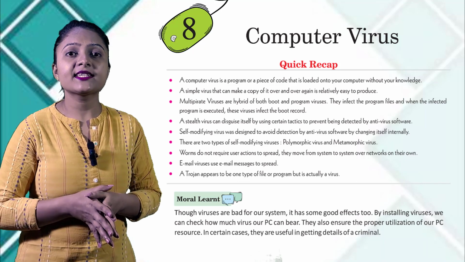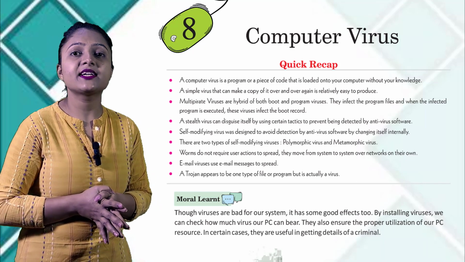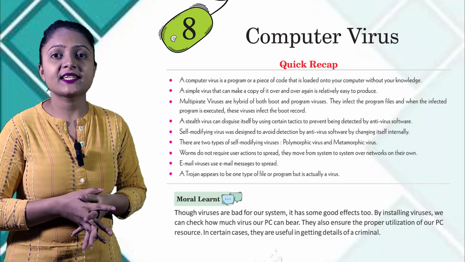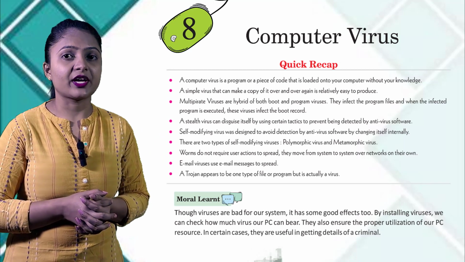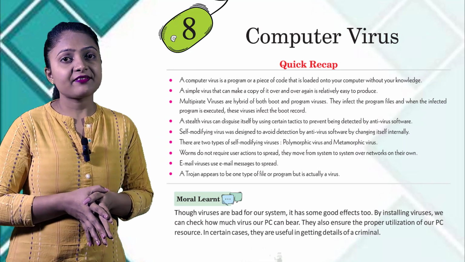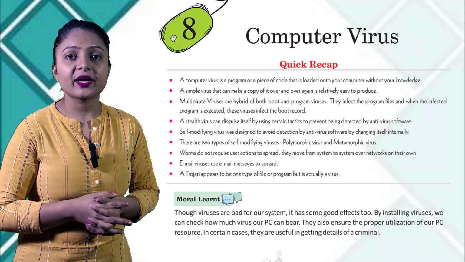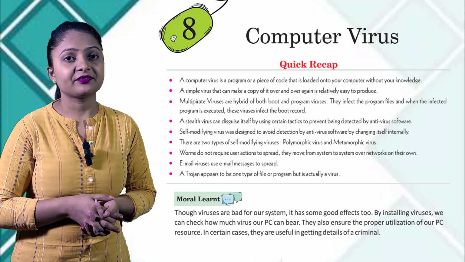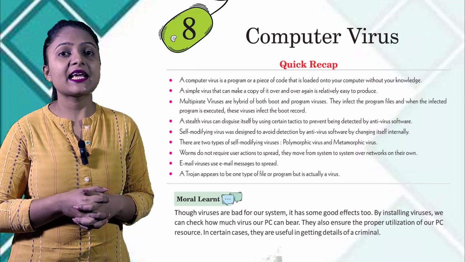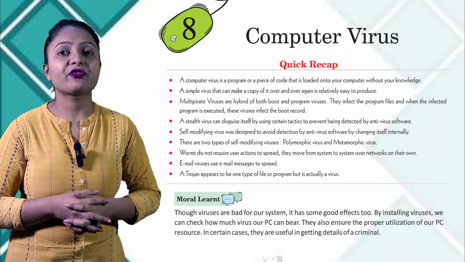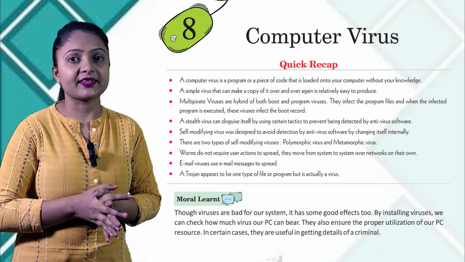A stealth virus can disguise itself by using certain tactics to prevent being detected by antivirus software. A self-modifying virus was designed to avoid detection by antivirus software by changing itself internally. There are two types of self-modifying viruses, polymorphic virus and metamorphic virus.